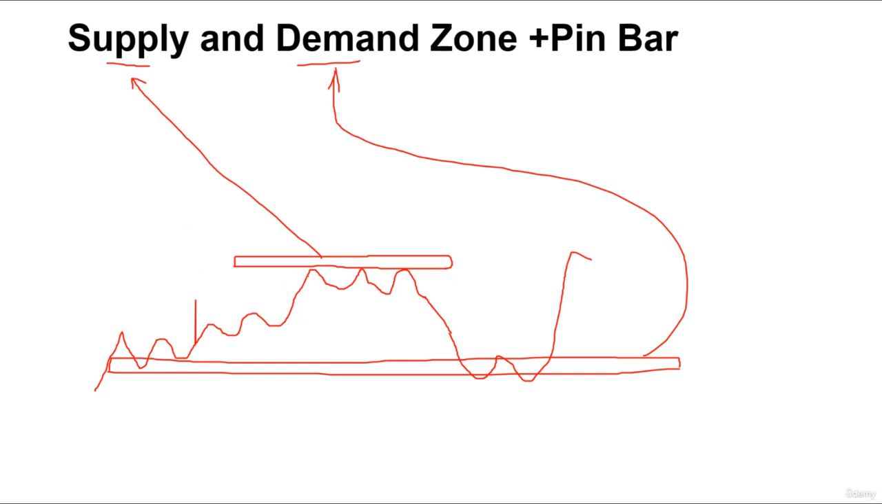I would say when we have more than one reaction, one, two, this place can act as a resistance and as a supply zone. And when I have, for example, more than two reactions, one, two, and three to this zone, it is called demand zone. So I have explained supply and demand zone completely.